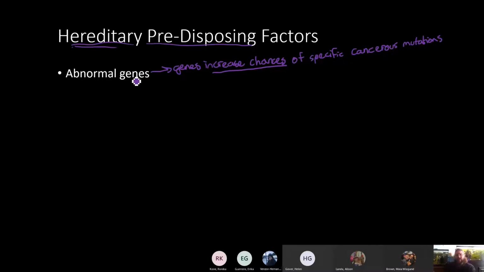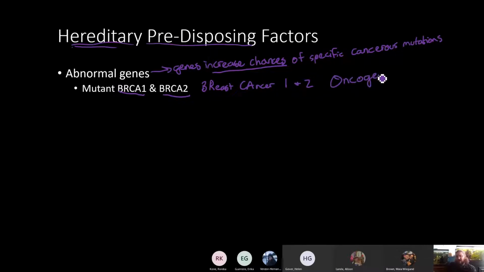So this would be through replication and repair. So abnormal genes increase the chance of cancerous tumors during replication and repair. So for instance, there's the BRCA1 and BRCA2 genes. Breast cancer genes. These are oncogenes.